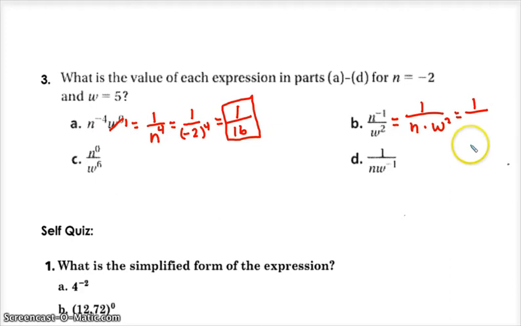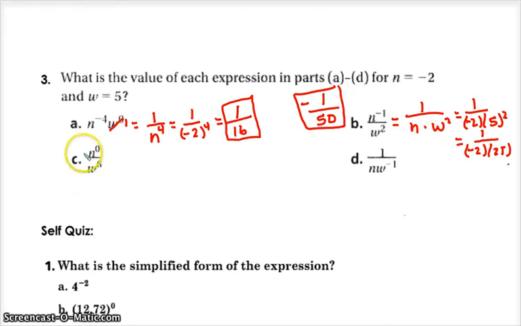Let's go ahead and substitute in our values. I know n is -2 and w is 5, and that's squared. So I'll jump down just to the bottom here. That's 1 over -2 times 25. And I'm going to write my final answer just to the left of the problem. So my final answer is -1 over 50. That's 2 times 25.